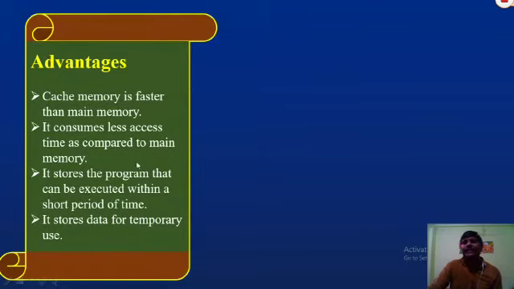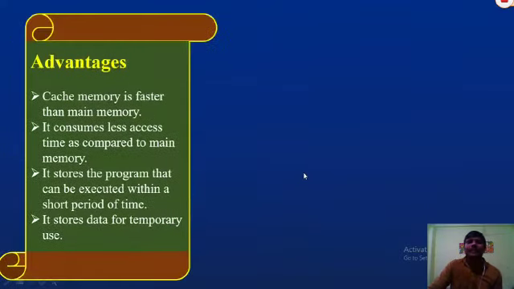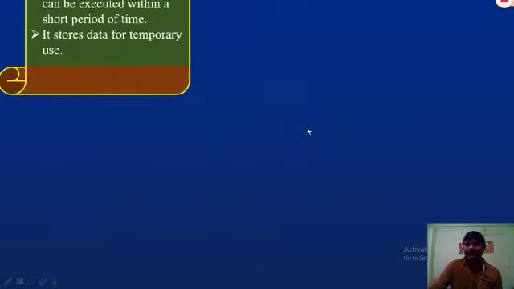The advantage of the cache memory is that it is always faster than the main memory. Why? Because it is placed between the RAM and the CPU, so cache is very near to the CPU. That's why it is faster, and it also consumes less access time. Access time means the time taken by the CPU to get data from RAM, which takes a longer time. The data taken from the cache by the CPU takes a shorter time. That's why it is called less access time as compared to the primary memory.